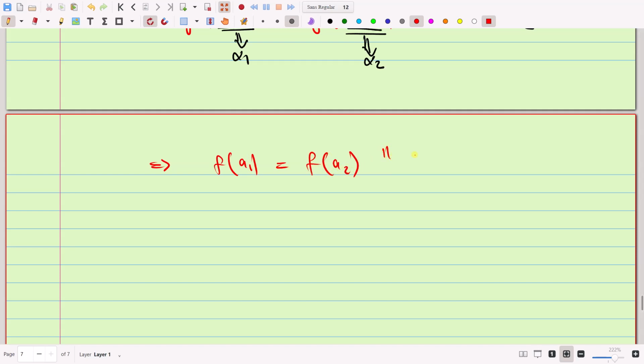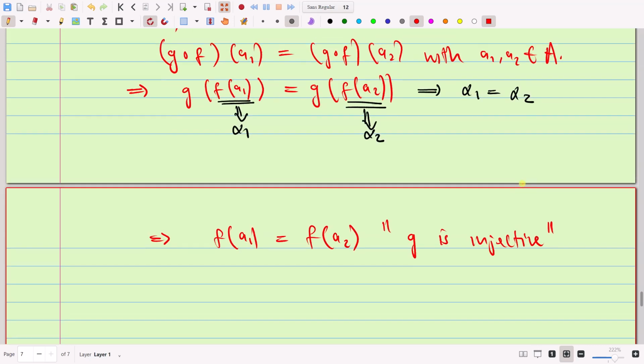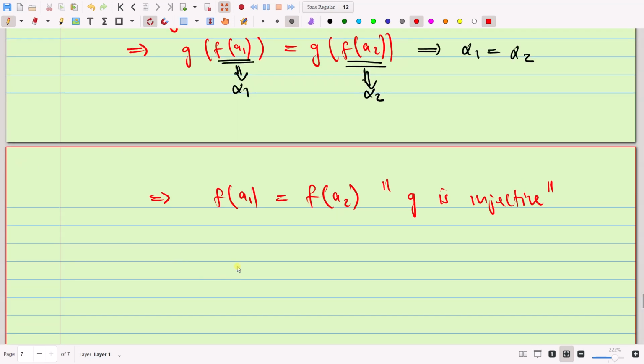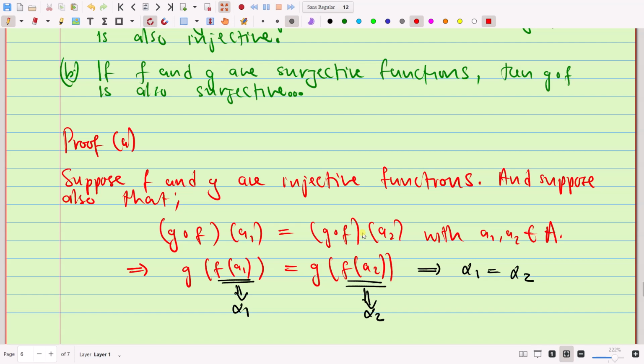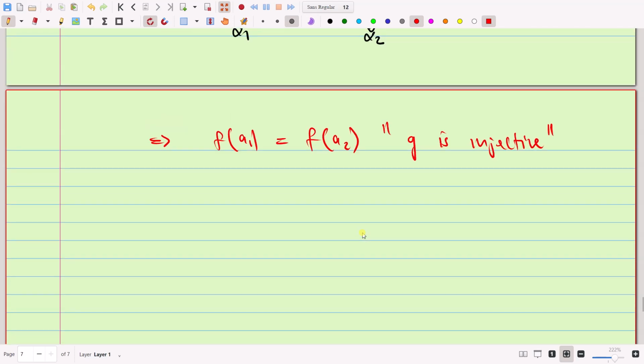So from here one can deduce that f of a1 is equal to f of a2. So we can write that g is injective, like that. So this implies that. But now we have f of a1 being equal to f of a2, and we know that f is also injective. So this implies, again, a1 is equal to a2. So this conclusion follows from the fact that f is injective.